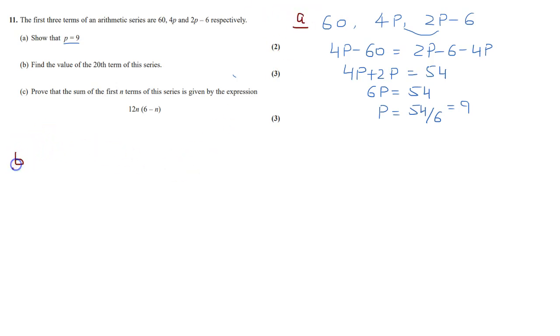Part B is find the value of the 20th term. So for the 20th term we need the value of a. a we have 60, and we have n is 20, and the difference is 4p minus 60. That is 4p, 4 times 9 is 36, minus 60. So we have d is equal to negative 24.